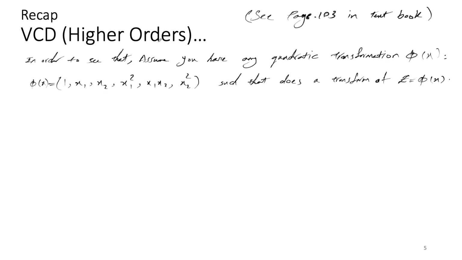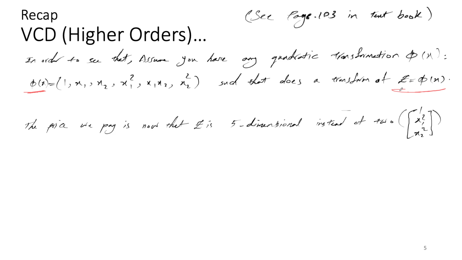So in order to see why the VC dimension of the second order is equal to 6, you have a quadratic transformation, Z or phi here, that does this transformation for you, right? 1, x1, x2, x1 squared, x1 x2, and x2 to the power of 2, such that it does a transformation of Z, given this.